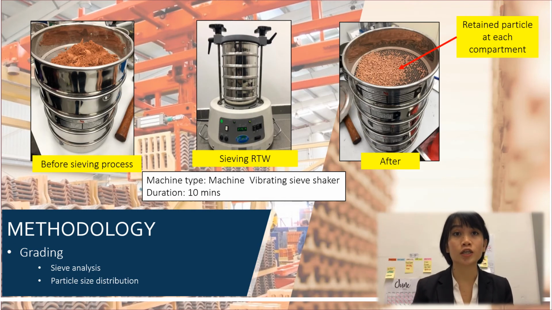After the URTW crushing, the next process is sieve analysis and particle distributions. The first picture in my slide shows the crushed URTW placed in the sieve stack, and the second picture shows the sieve placed on the vibrating sieve shaker machine for at least 10 minutes. And lastly, you can see that the particles are retained at each compartment of the sieve.